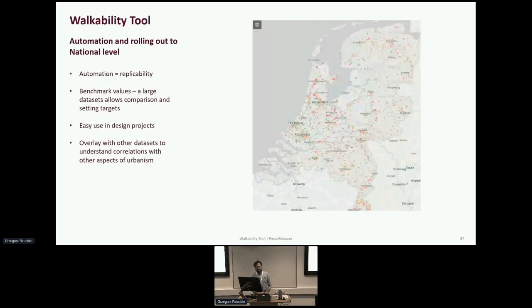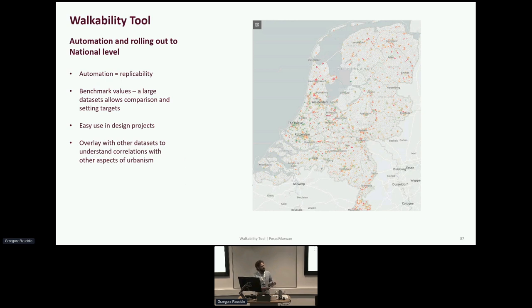And the next step for us was to make this analysis into a tool. And that meant automating the process and then rolling it out to the entire national level, in this case of the Netherlands. And the reason we wanted to bring this automation is because of replicability, one of the criteria we had before. Because once you have an automated process, you can rerun the tool, you can evaluate design changes. And what it also allows you is to come up with benchmark values, because we have generated a data set of 12,000 plus neighborhoods in the Netherlands and all their spatial indicators and how they perform in terms of walkability.